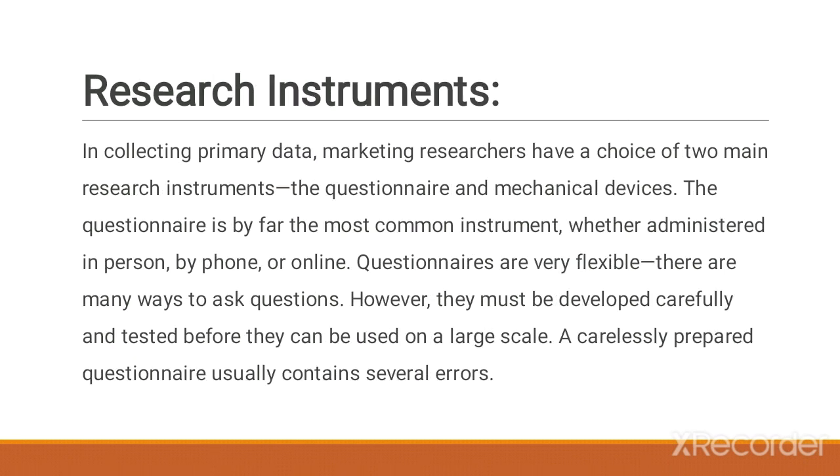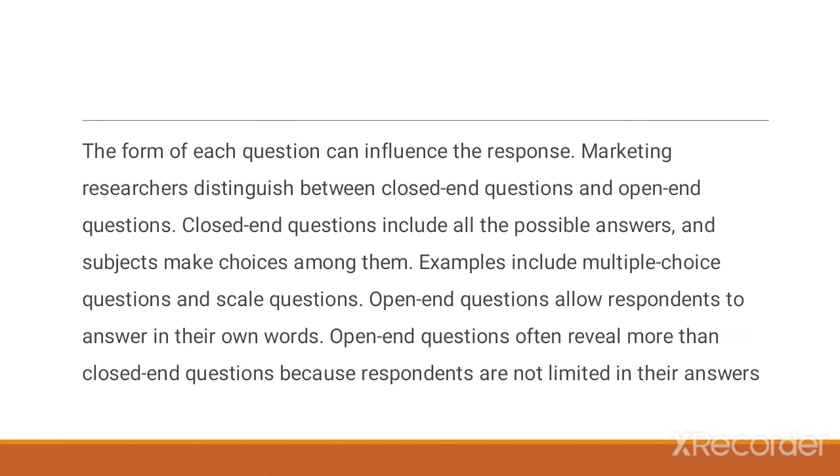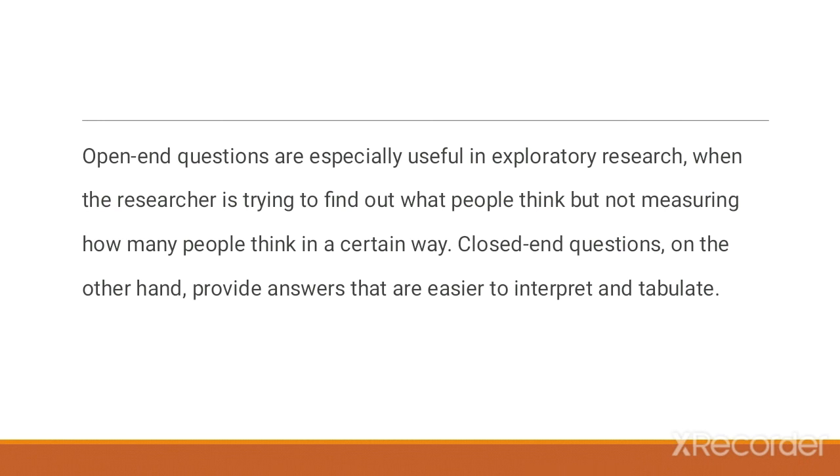Research instrument: in collecting primary data, marketing researchers have a choice of two main research instruments, the questionnaire and mechanical devices. The questionnaire is by far the most common instrument, whether administered in person, by phone, or online. The form of each question can influence the response. Marketing researchers distinguish between closed-end questions and open-end questions. Closed-end questions include all possible answers and subjects make a choice among them. Open-end questions are especially useful in exploratory research, where the researcher is trying to find out what people think.